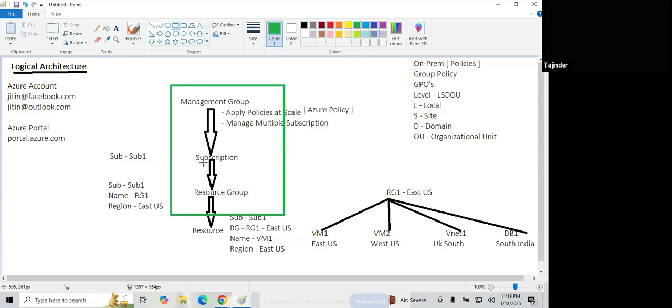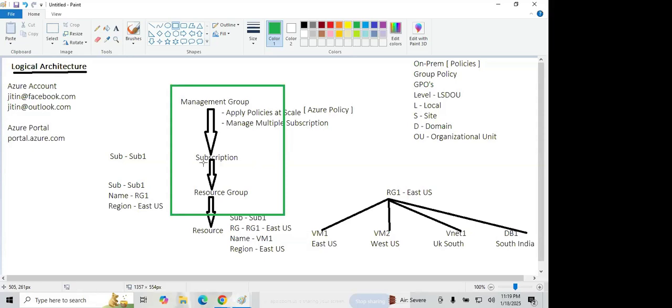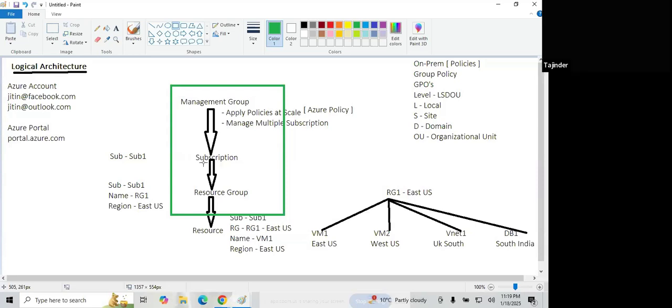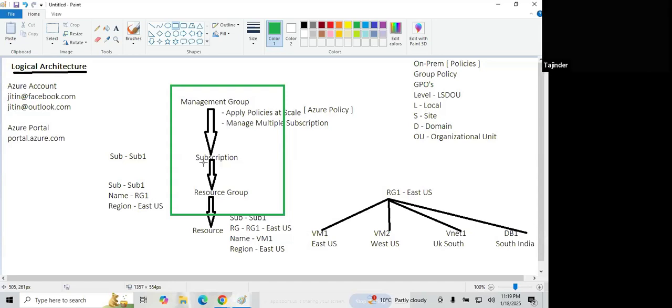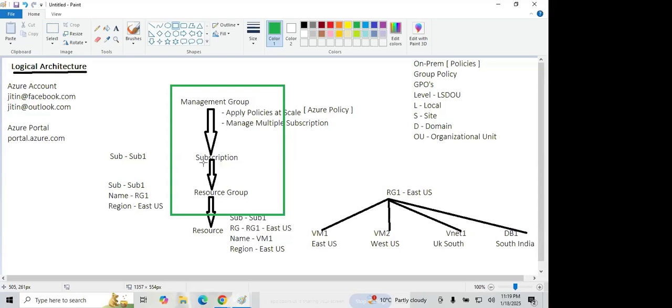If we apply the policy at a management group level, it will be inherited down the line. If we don't want to apply this at a management group level, let's say we only want the policy to be applied on one subscription, we can do it. Then it will only be applicable to that subscription, the resource groups falling under that subscription, and the resources falling under that subscription. They all will have it then. If I only want to apply to one resource group, I can do it. So basically, these are the three levels where the Azure policies can be applied, right?